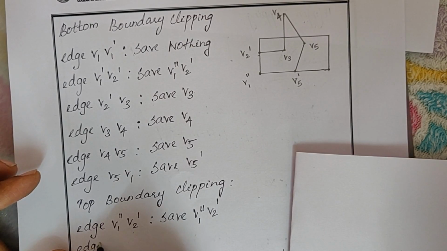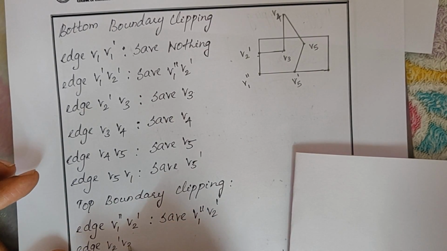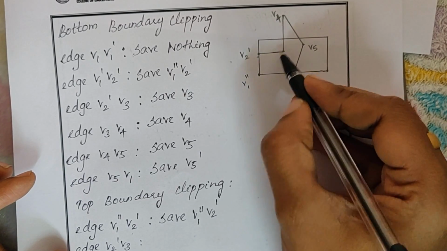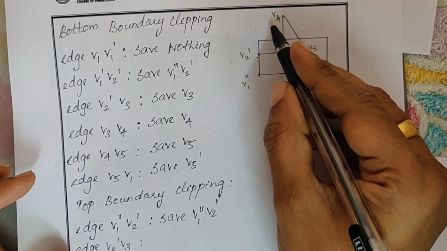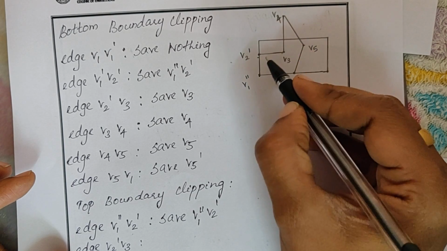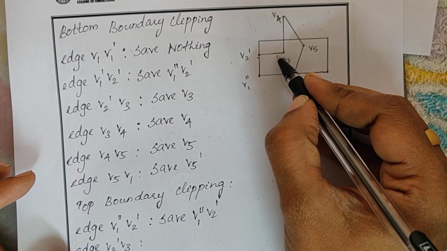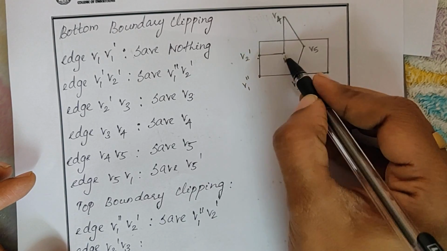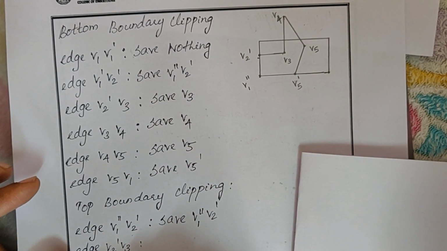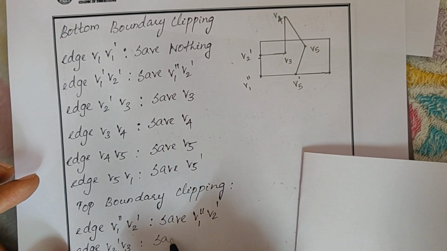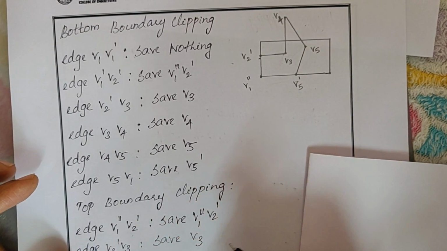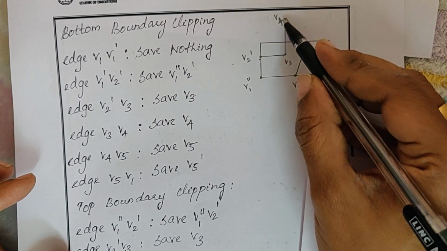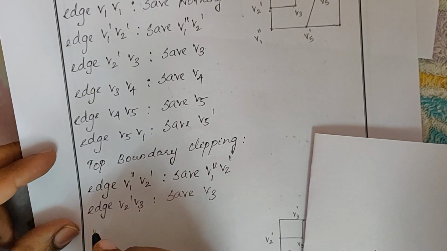And the next edge is V2 dash, V3. Now this region is inside of my top boundary, this region is outside of my top boundary. Again both the vertices are inside of my top boundary. So what should I do? I have to save my end vertex. So save V3.